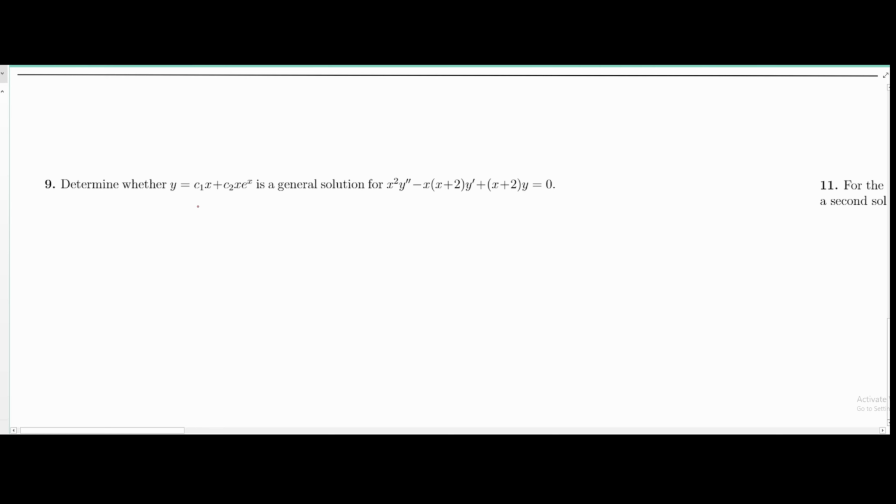For number 9, we're asked to determine whether this is a general solution for this equation. So first thing that we're going to need to do is we're going to look at our y1 and our y2 and make sure both y's are valid in this equation. To do that, we're going to have to take the derivative of both of them twice and plug the respective values into this equation. If that equals 0, then we can use the Wronskian and see if it is equal to 0. If it does not equal 0, then this is the general solution to this equation.